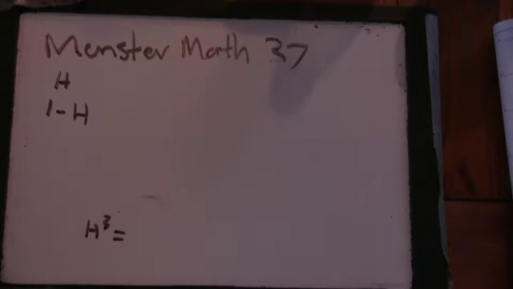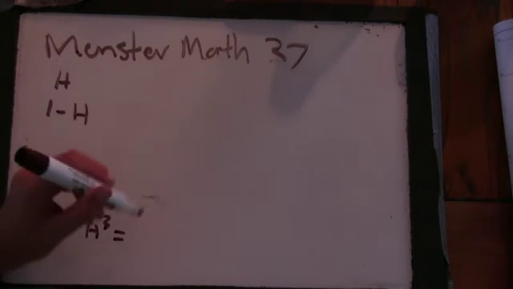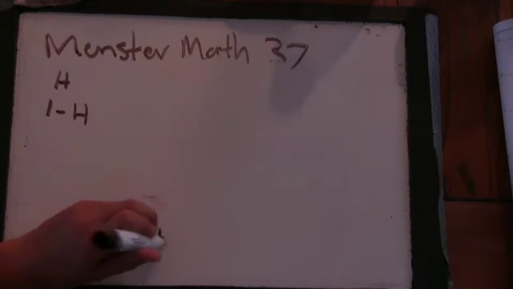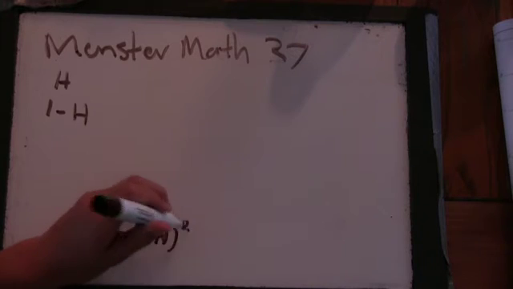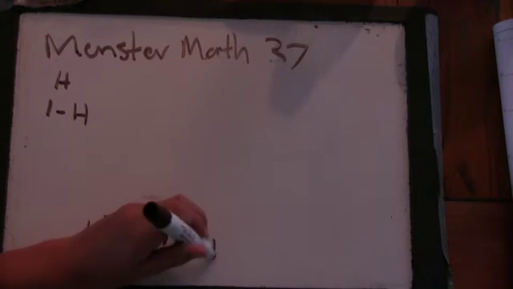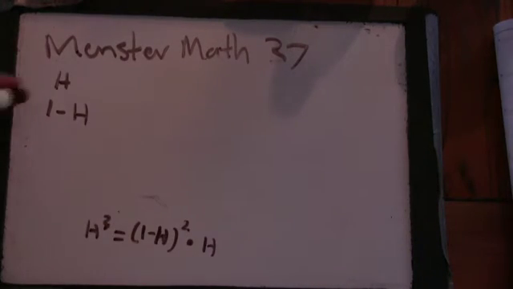equals, so exactly 2 tail flips would have to mean that it's (1 minus h) squared times h, because the third one would have to be a head. Well, there's 3 ways to flip exactly 2 tails. Why? Because the head could go first, second, or third.